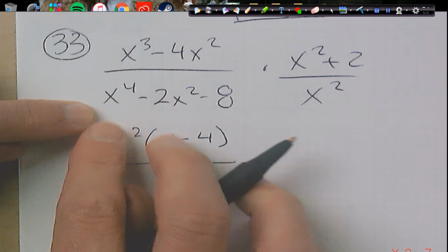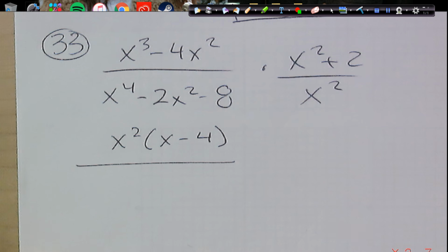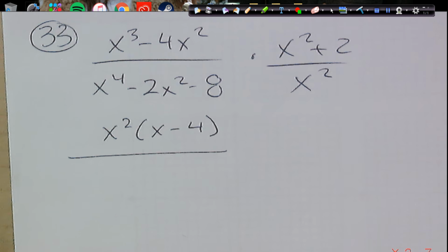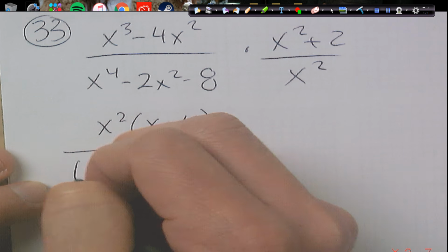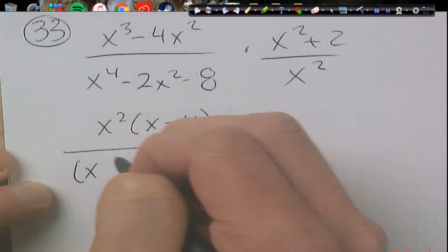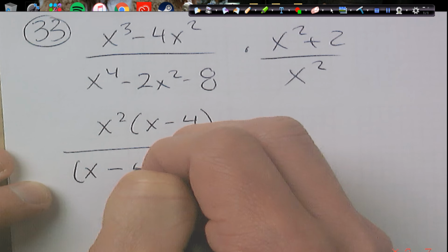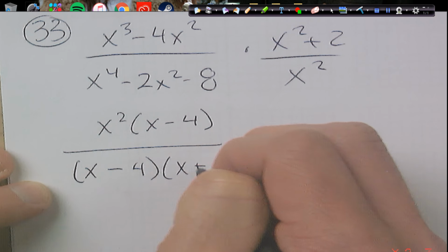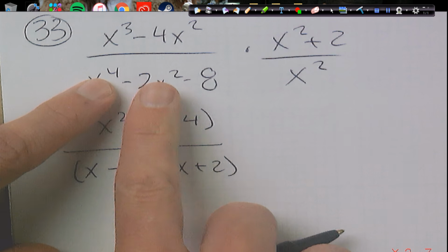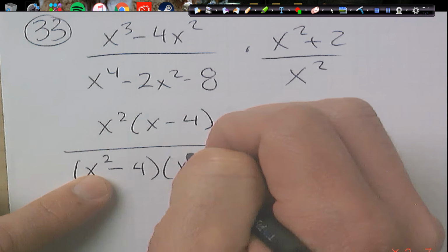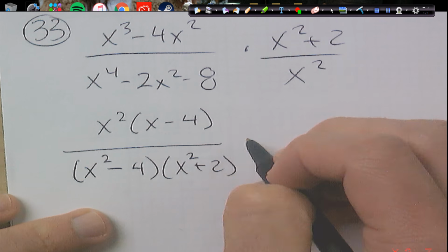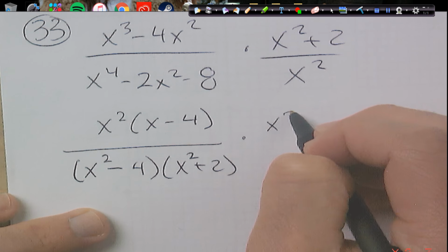Down here, this is actually a basic factoring. What two numbers multiply to give me negative 8, add to give me negative 2? That would be x minus 4 and x plus 2. Now since it's x to the 4th and x squared, these two are actually x squared. These are fully factored, so I can't do anything.